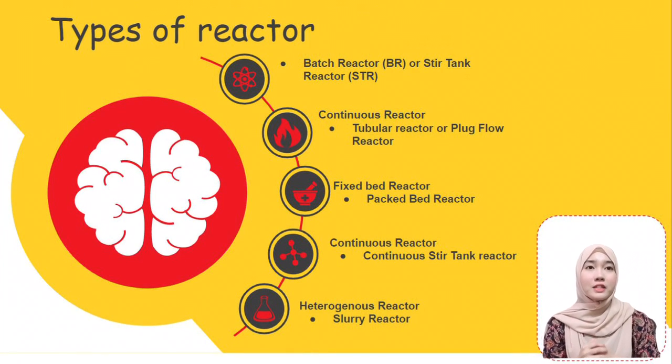There are several types of reactor that consist of batch reactor (BR) or stirred tank reactor. Secondly, continuous reactor, which is tubular reactor or plug flow reactor. Thirdly is fixed bed reactor, which is packed bed reactor. Next is continuous stirred tank reactor. Last but not least, slurry reactor.